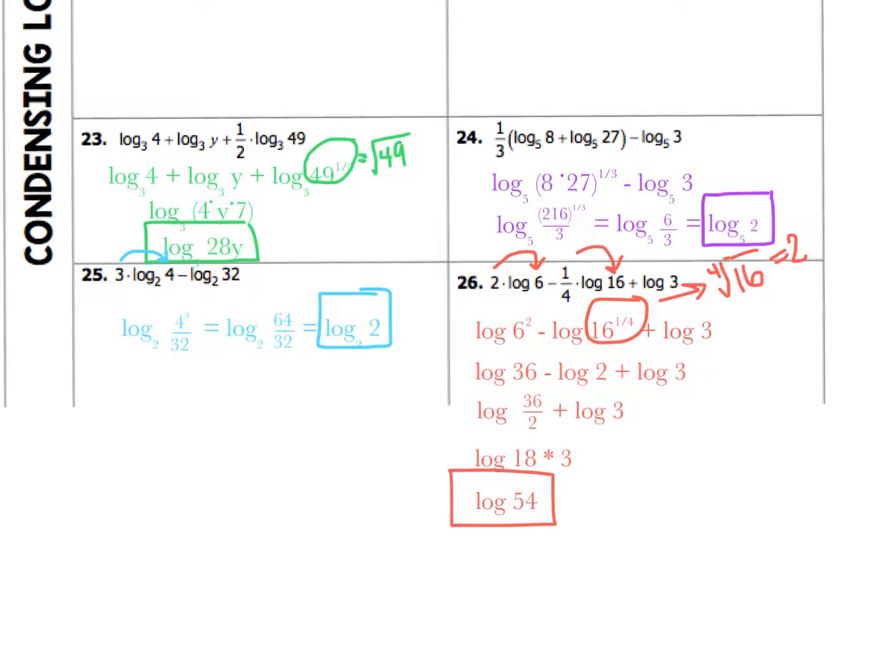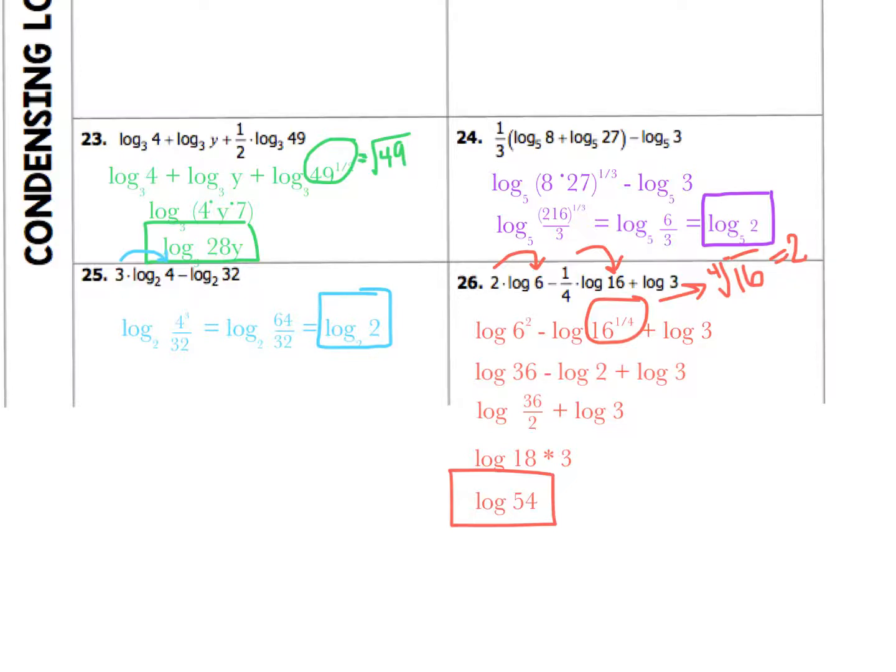Alright, number 26. I had 2 exponents that I needed to simplify. They're all the common logs, so log base 10. So that became 6 to the 2nd minus log 16 to the 1/4 plus log 3. So 6 to the 2nd is 36. 16 to the 1/4 is 16 to the first power, and I'm taking the 4th root of that. So what times what times what times what gives me 16? 2 times 2 times 2 times 2 is 16. So that's simplified to log 2 plus log 3.